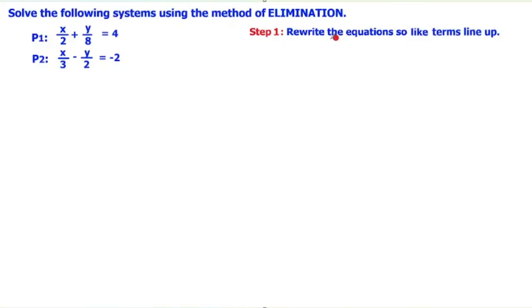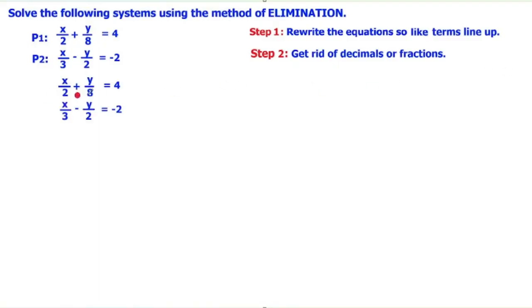So the first thing is we rewrite the equations so that like terms line up. Okay, so these have to be lined up and these constants have to be lined up on that side of the equal sign. So that's already done, so we don't need to worry about it. Now we need to get rid of decimals or fractions. Here we have fractions, so I'll show you how to eliminate that. So let's rewrite our equations so that we could work with them.